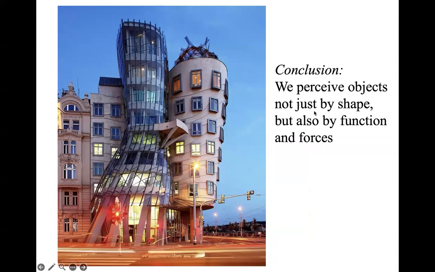Just to show that we perceive objects not just by shape, but also by their function and by the forces that we add to them. So this is the building that doesn't look to be in balance, and this is a little bit leaning as well. Maybe you can note for architects an interesting thing.